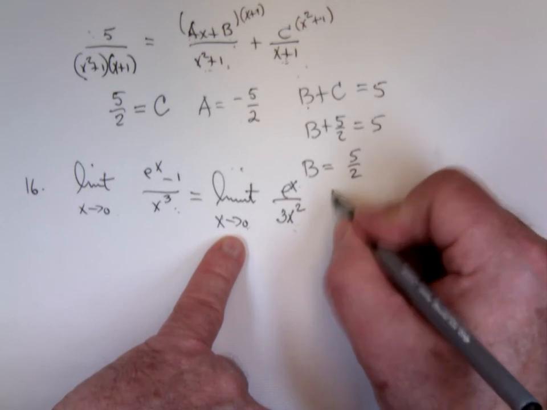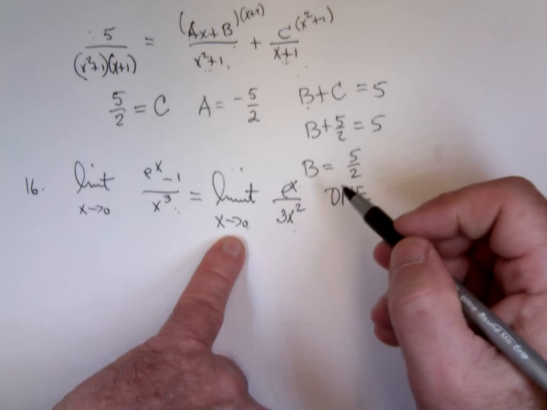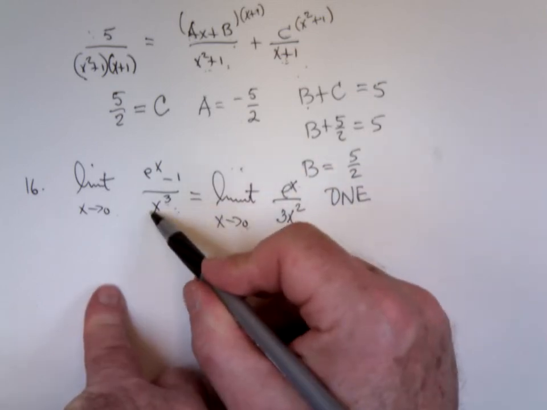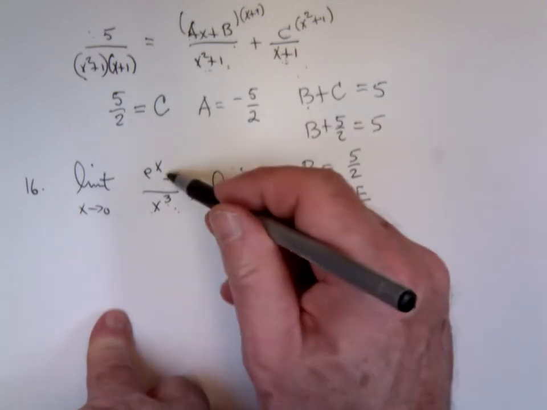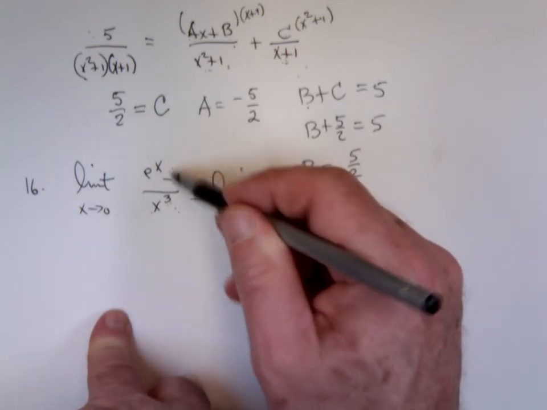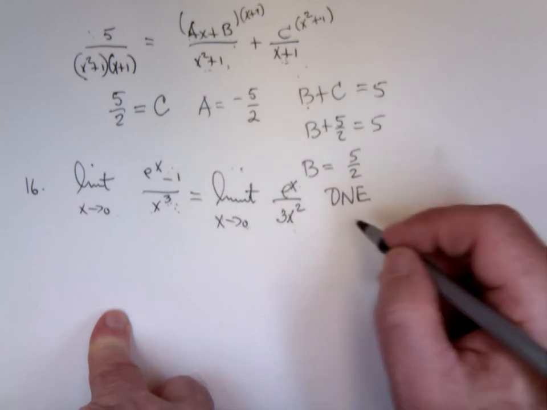Where did 3x squared go? Where did that come from? It's the derivative of x cubed. So, how do you know if you use L'Hopital's? You get 0 over 0 or infinity over infinity. Okay?